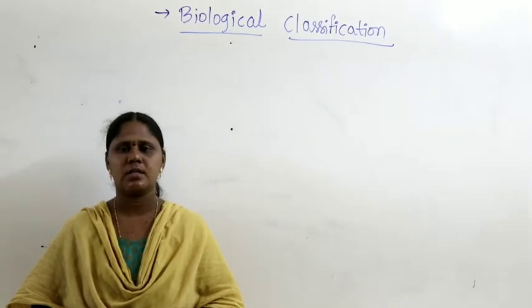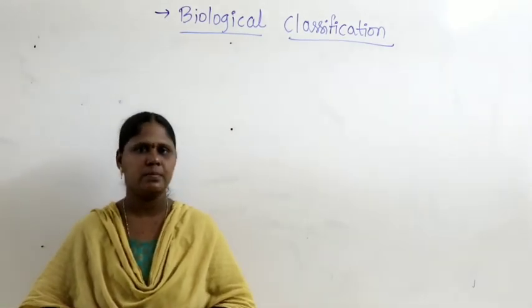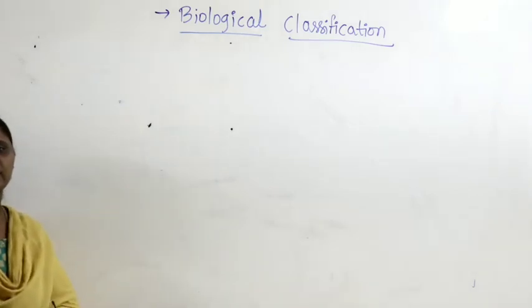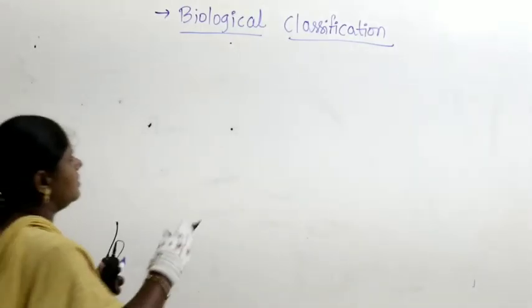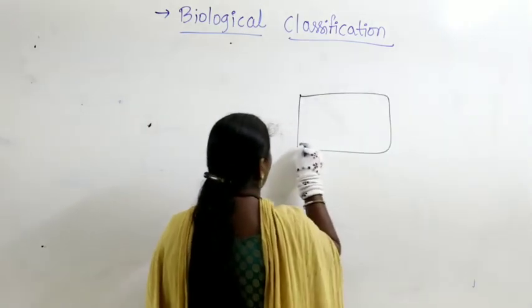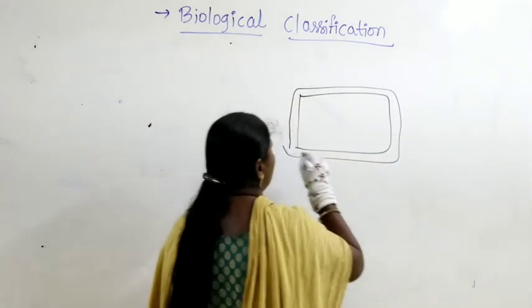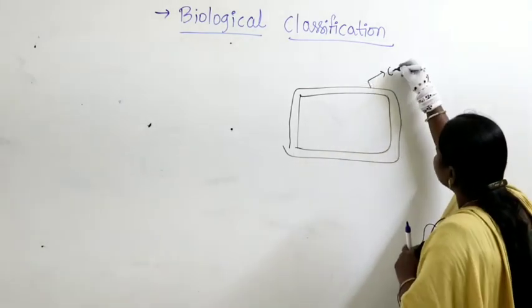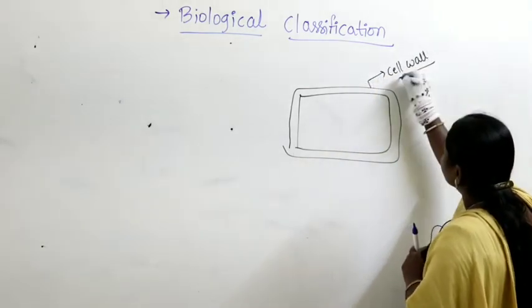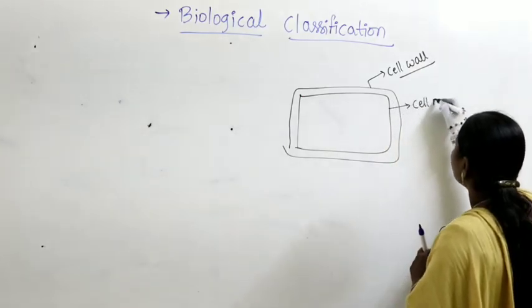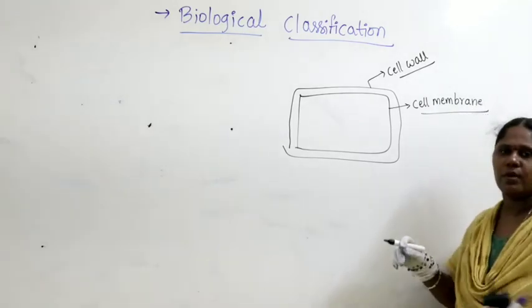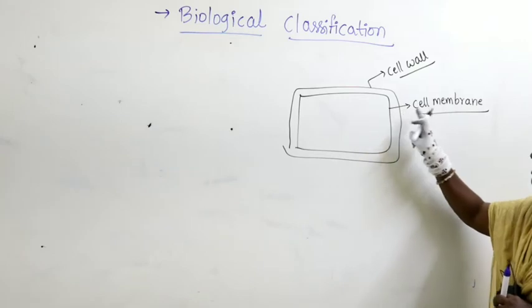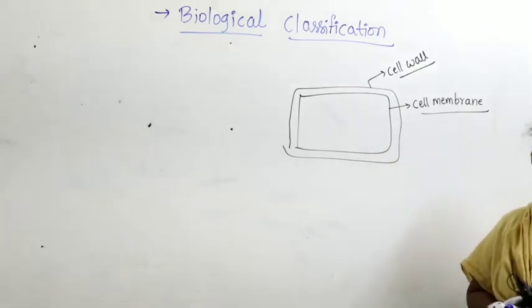Hello students, now let us continue with the discussion about biological classification. Now where exactly are we? We are in the discussion about bacteria. Now when we take the bacteria here, let us say that bacteria has the cell wall. So the outermost layer is called the cell wall. Just inner to this, what we find is called the cell membrane.